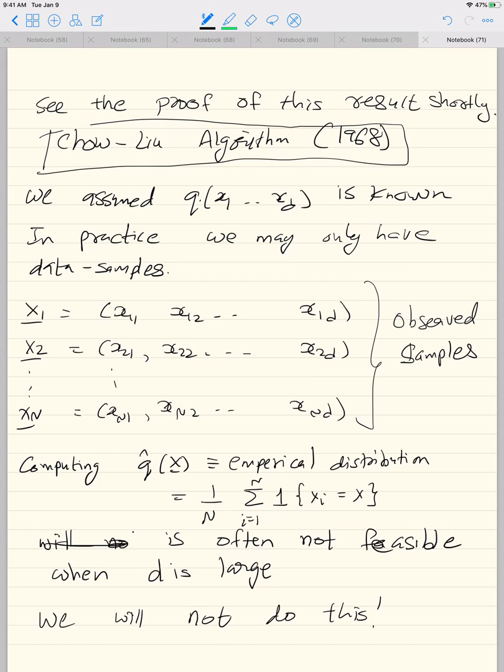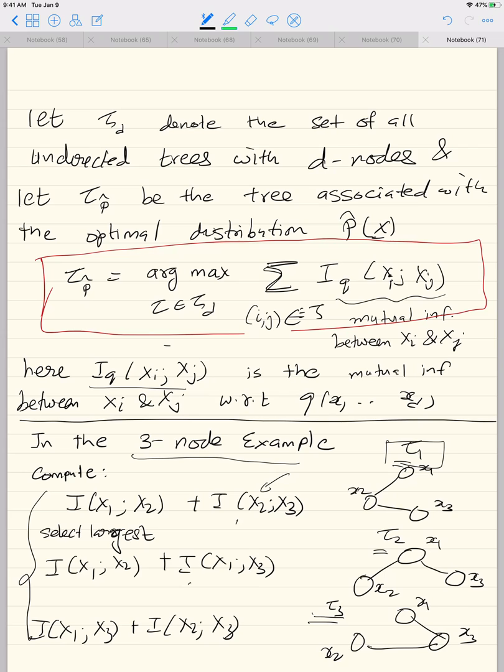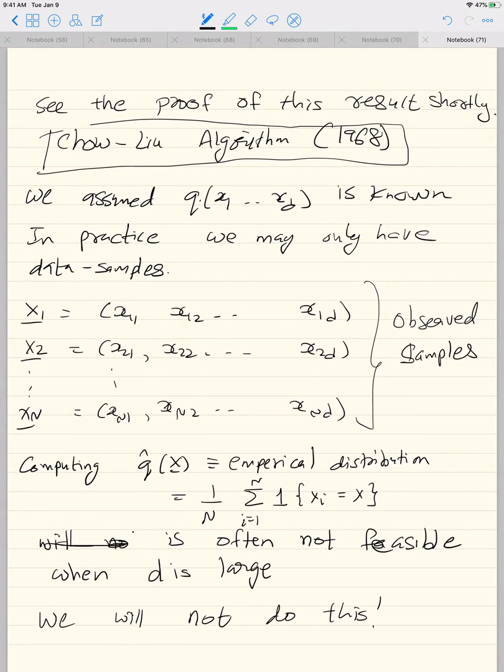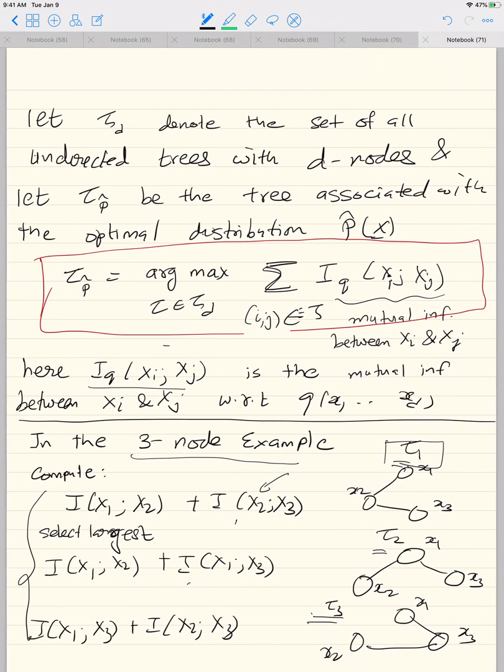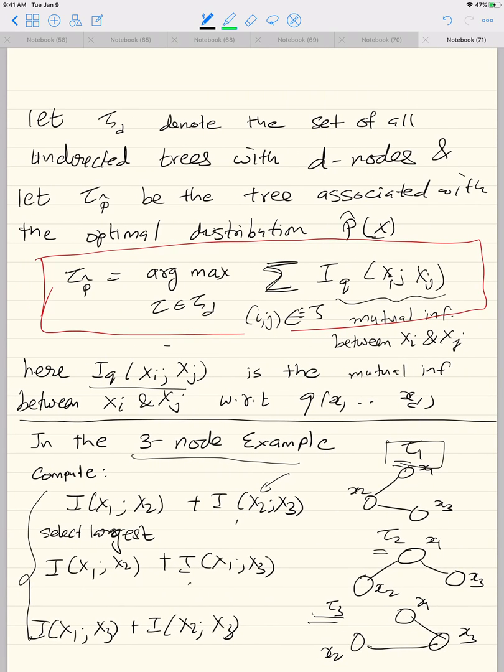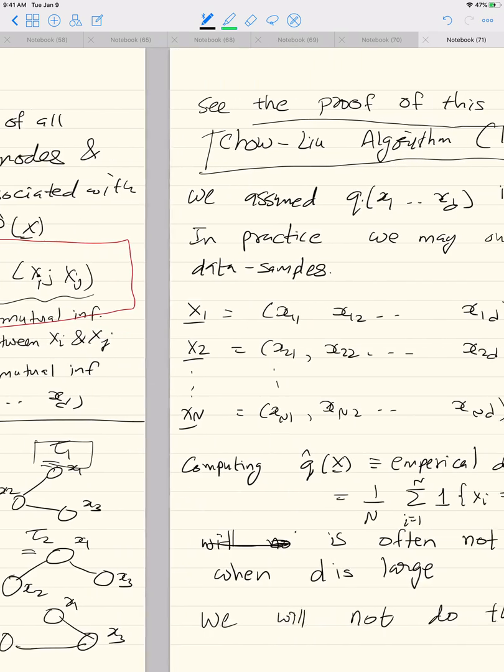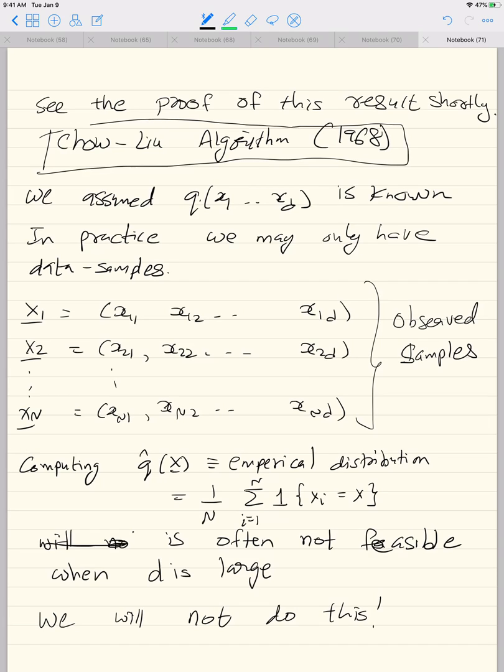Secondly, we will explain how this maximization can be done efficiently without a brute force search. And finally, we will provide a proof of why this actually works, why this objective function will allow us to find the tree that is best for the particular Q as we defined.